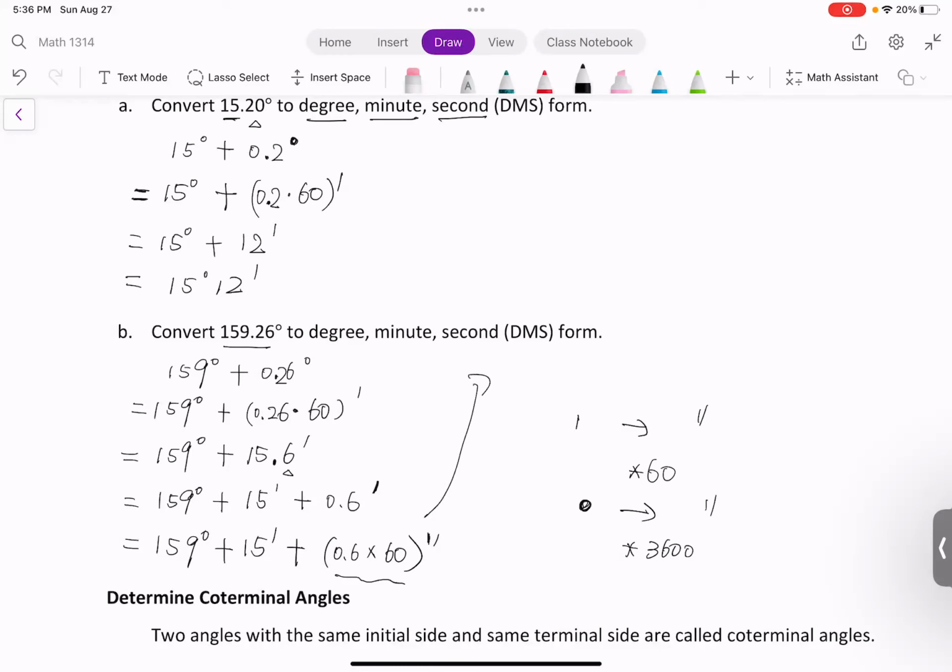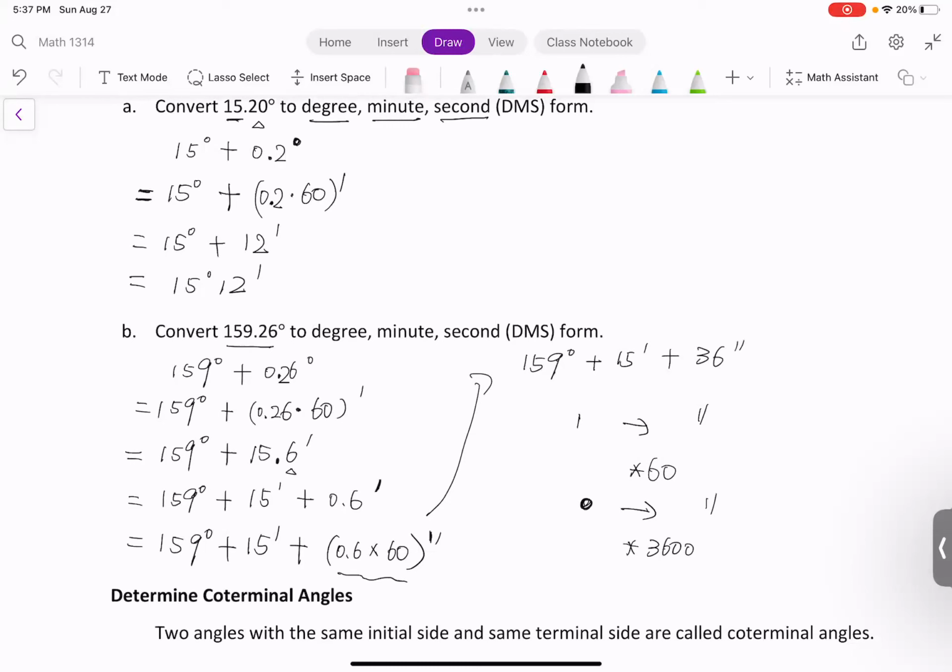All right, let's do the computation for this part. Let's move this to the top. 159 degrees plus 15 minutes plus, so 6 times 6, 36. This is the seconds. So combine them together because they are all integers. So 159 degrees, 15 minutes, 36 seconds.